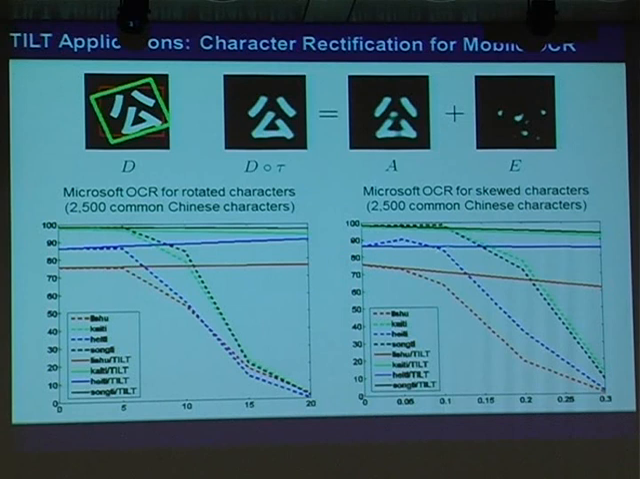This is on rotation, this is on skew, this is an affine transformation. You can also apply it on projective transformation. And four different fonts. In terms of all the fonts you see in China, well, not the handwritten ones, but more the regular ones, you actually can rectify them using this kind of technique.